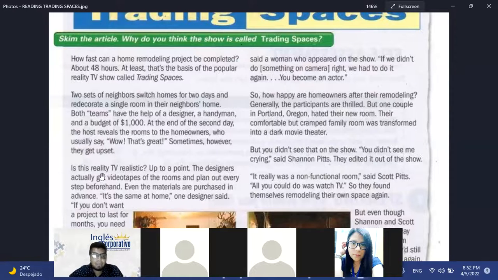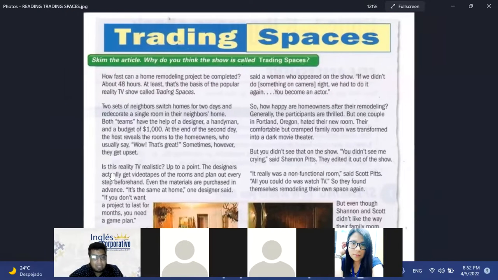Upset. All right. Is this really TV realistic? Up to this point, the designers actually get videotapes of the rooms and plan out every step beforehand.